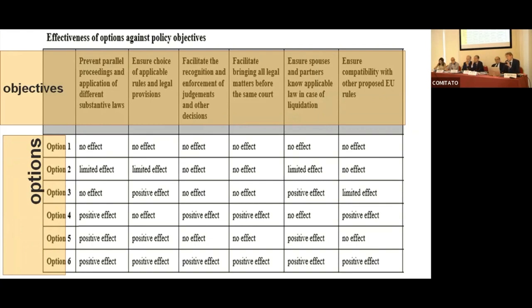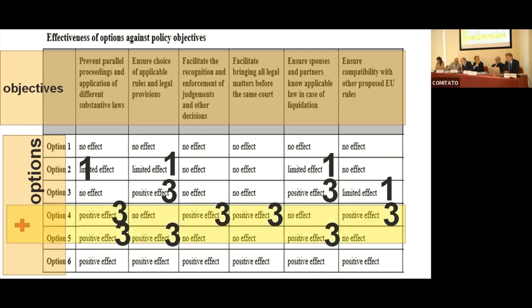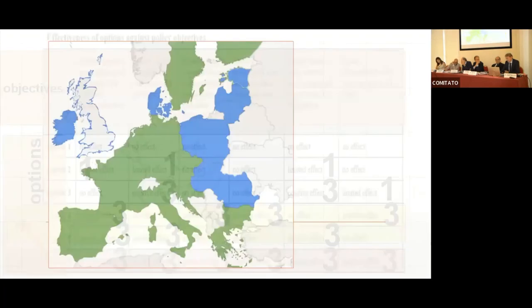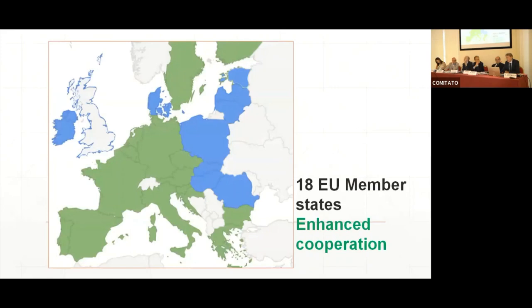A way to quickly understand the best option is to assign 0 to no effect, plus-minus for a limited effect, and plus for positive effect, or you can assign 0, 1, 3. If you assign a score to each effect, you can quickly see that the combination of option 4 and option 5 is the best option. So as Paul said before, we arrived at the simplification of jurisdiction rules and conflict law rules with this regulation, applied in 18 EU member states with enhanced cooperation.